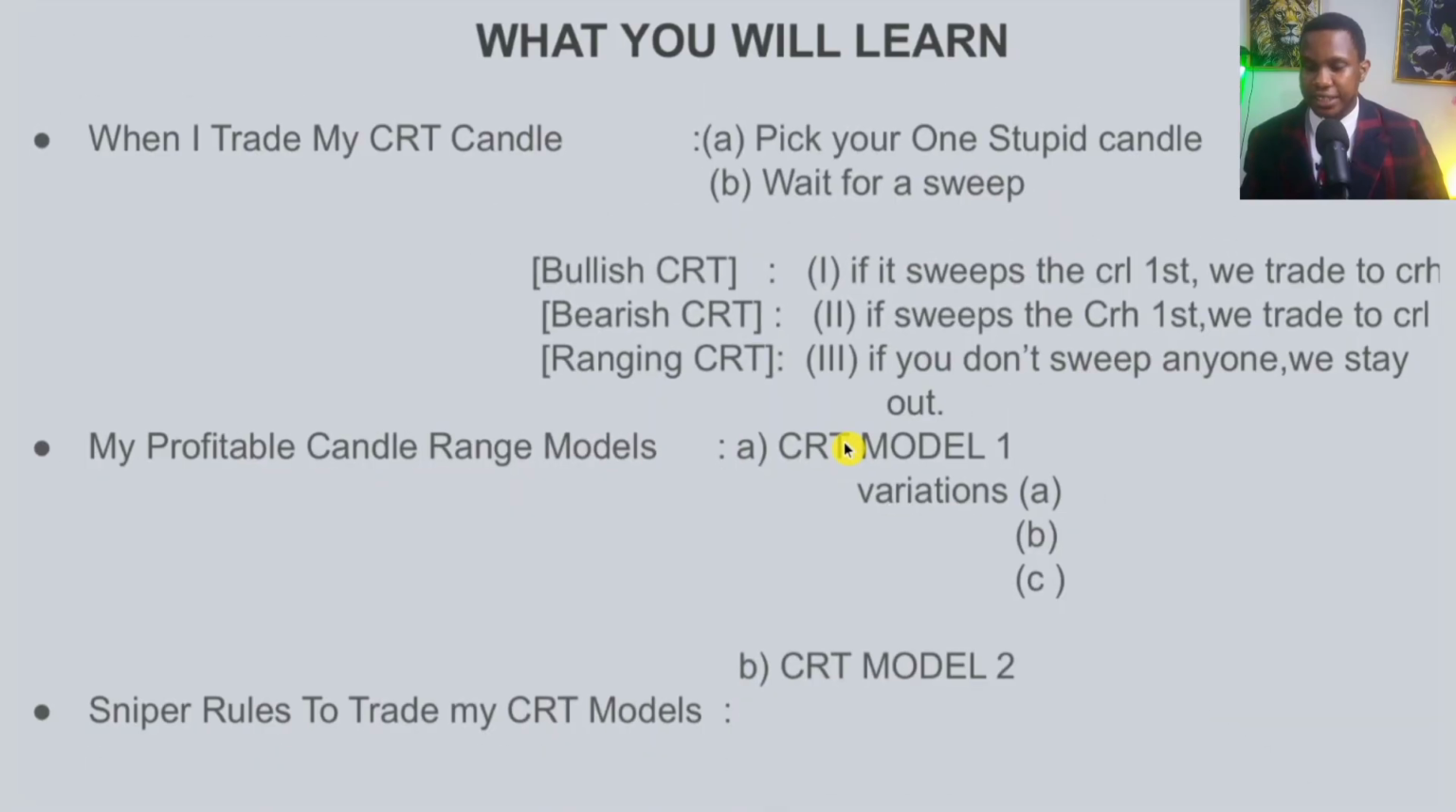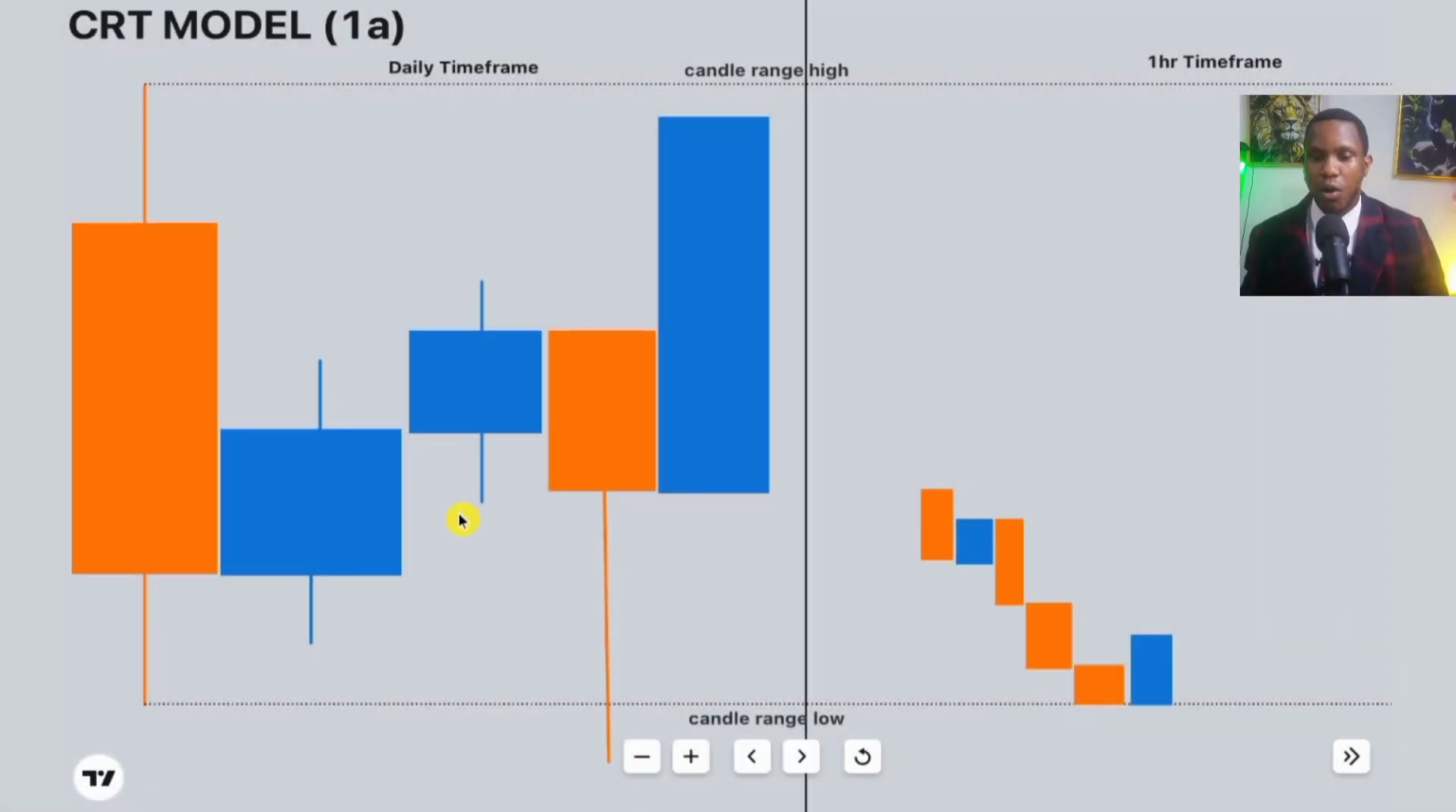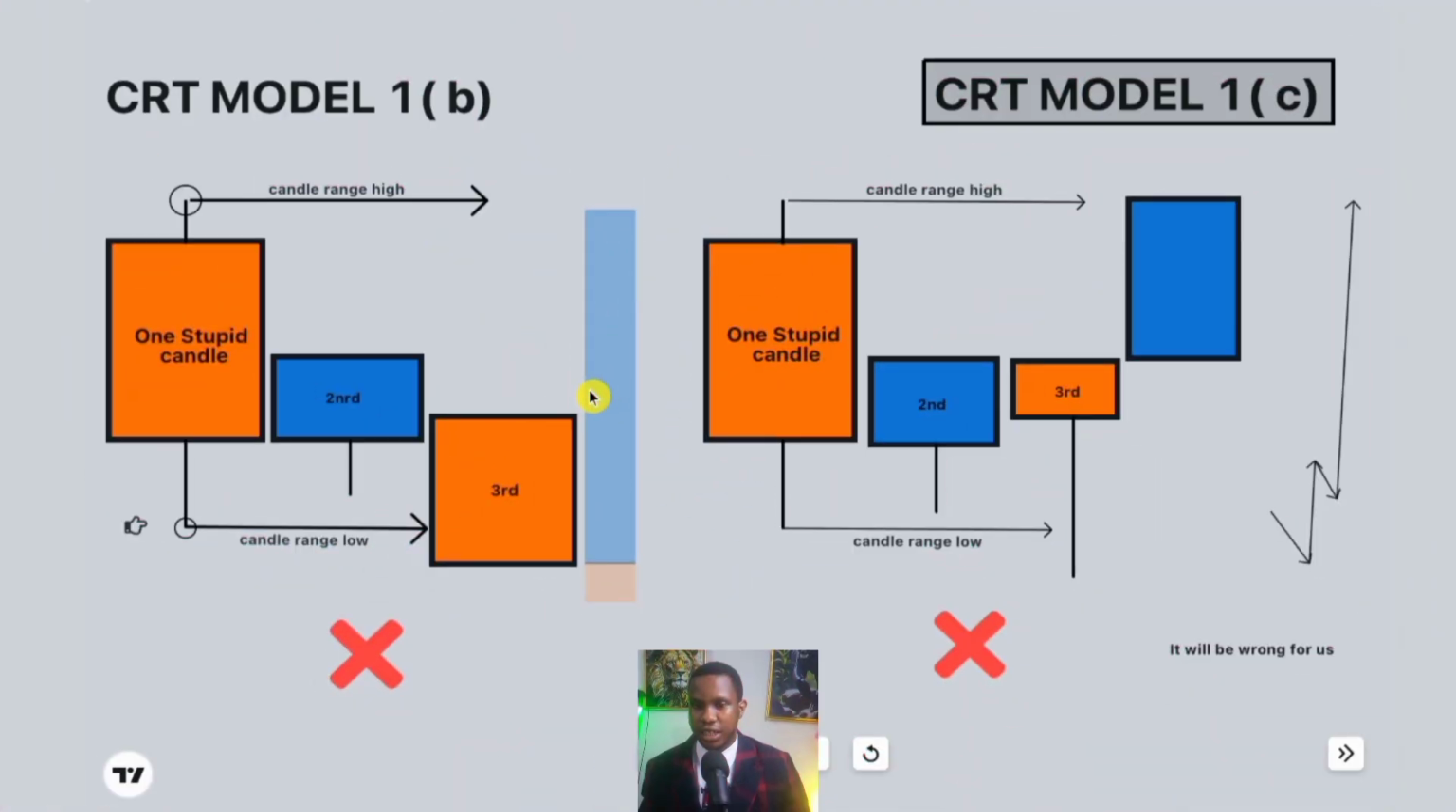Watch carefully. This CRT model 1 has different variations: variation A, B, and C. This is how our variation 1A looks. This is how our variation 1B looks. And this is how our variation 1C looks.